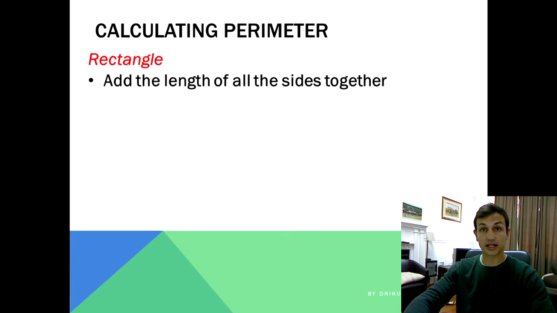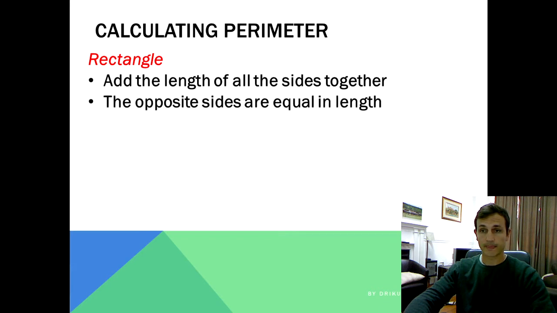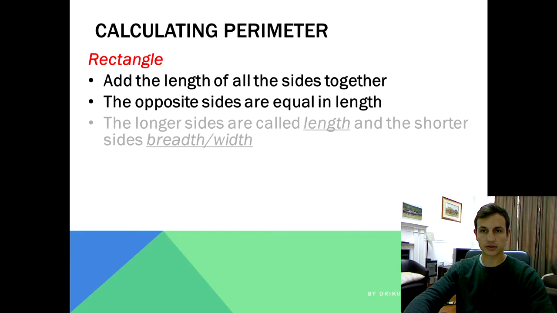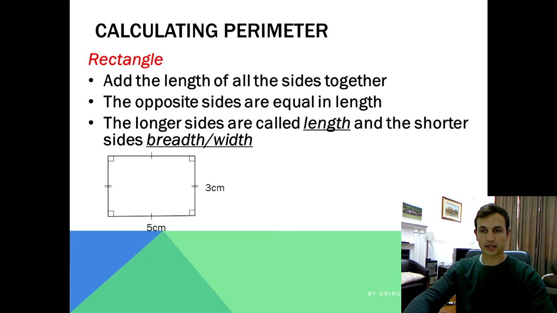Add the length of all the sides together, same as a square. Opposite sides are equal in length for a rectangle. Not all the sides are equal in length like a square. That's one of the differences. The longer sides are called length, and the shorter sides breadth or width. Either one is fine.